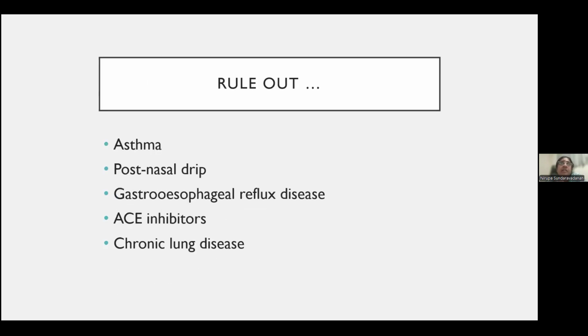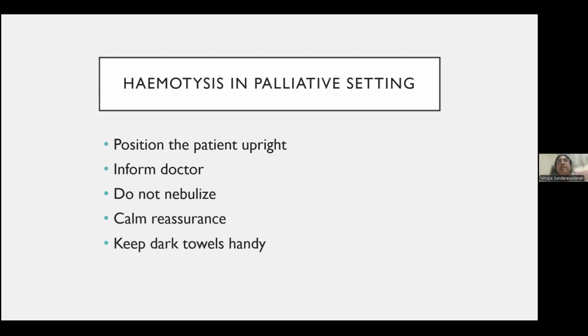Rule out, like we said, whether there's an accompanying asthma. Is there some hypersensitivity? Is there a postnasal drip? Is there gastroesophageal reflux? Because acidity can stimulate cough. He may be on medications like ACE inhibitors, which have cough as a side effect. Okay, and anything else? What else is there in addition to the disease?